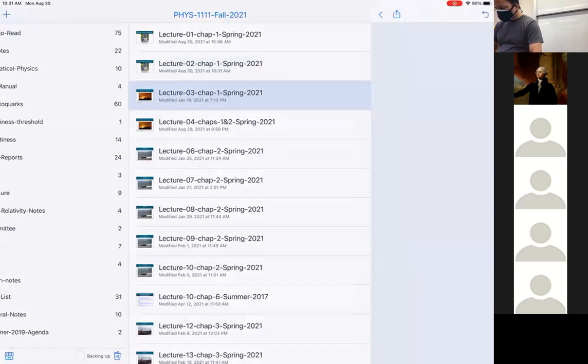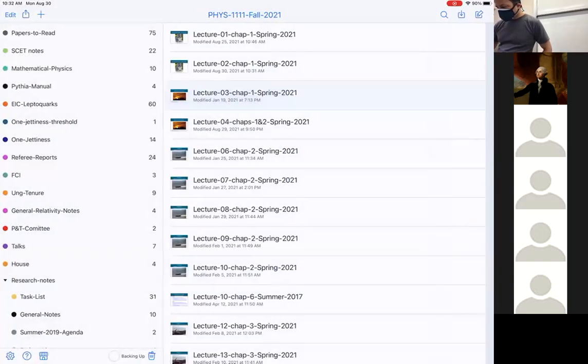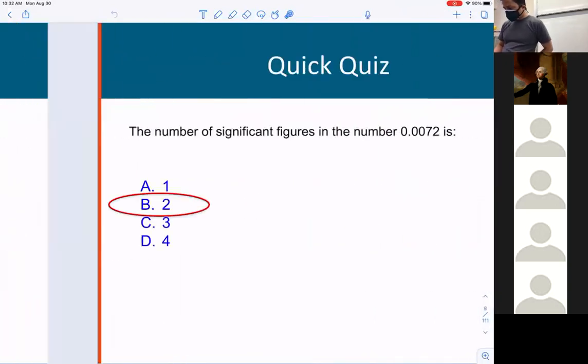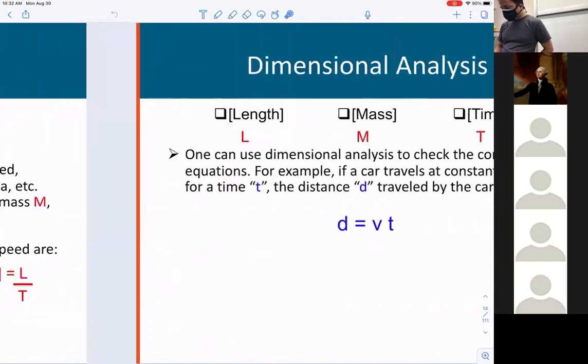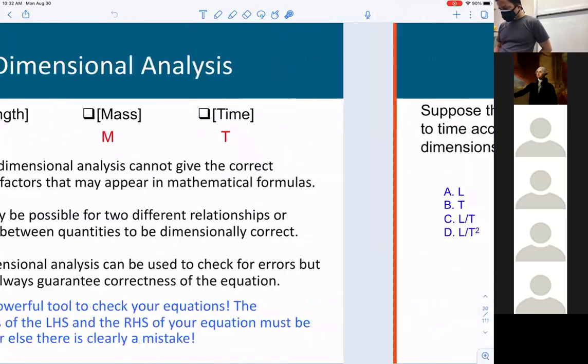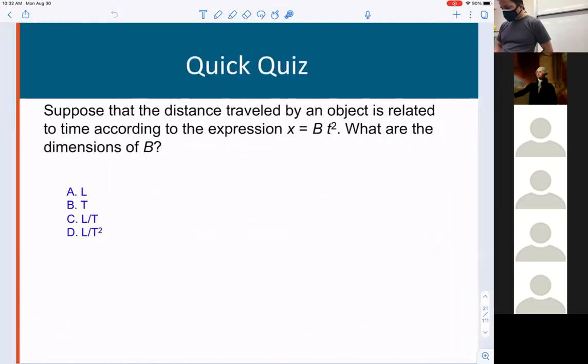All right, I'm at the end of this. Let me switch here. All right, so here's a quick quiz, which I can't remember if this is a Top Hat question or not. But before I get to Top Hat, let me talk about this a little bit. So here is an equation. Again, we are trying to build a model. Suppose that the distance traveled by an object is related to the time that it travels according to this expression, where x is equal to some constant b times the time squared.